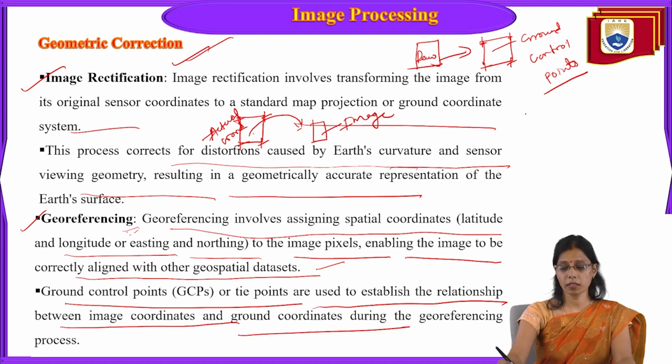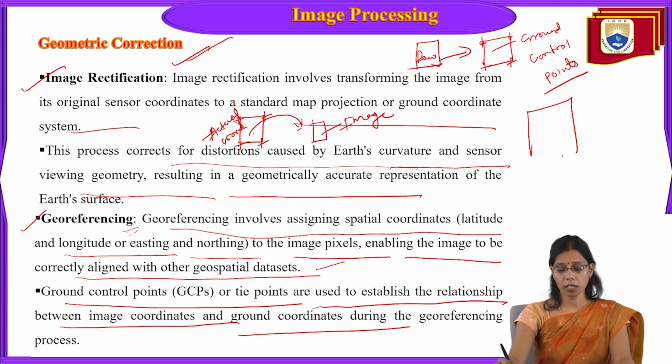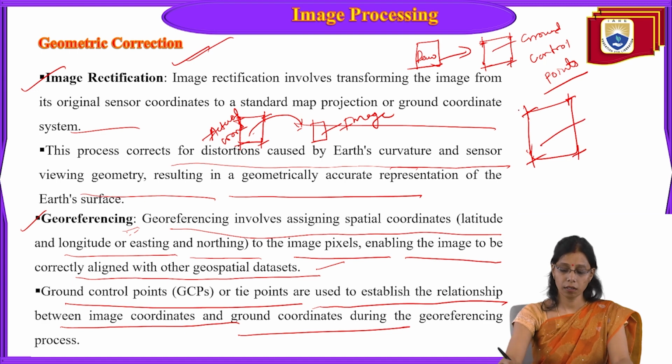So GCP, as I said before also. So this is the image, and GCP is assigned. GCP means these are the ground control points, latitude and longitude. We call it GCP, ground control point.